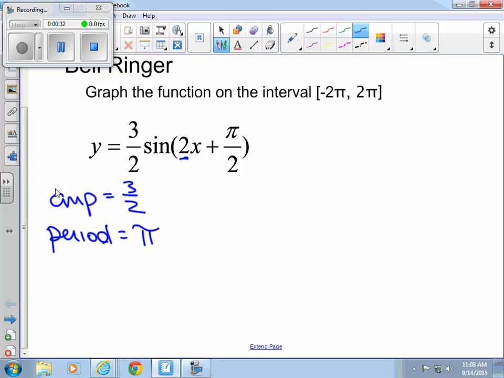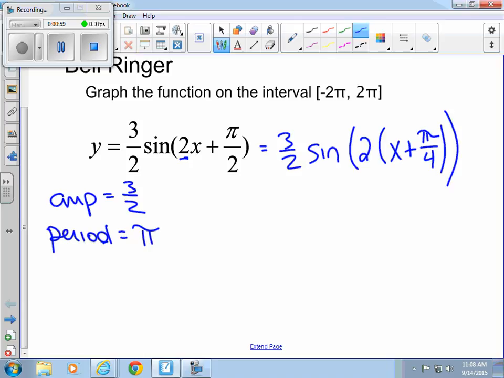What do I need to do next? Find out before it goes to the left. And how am I going to do that? And what do I need to do before I just look? I need to factor out that 2. That's the format I'm used to seeing it in, so I do need to pull that 2 out. So I get 3/2 sine of 2 times x plus pi over 4. Everyone agree? Pi over 2 divided by 2 would be pi over 4. So I'm moving left pi over 4.